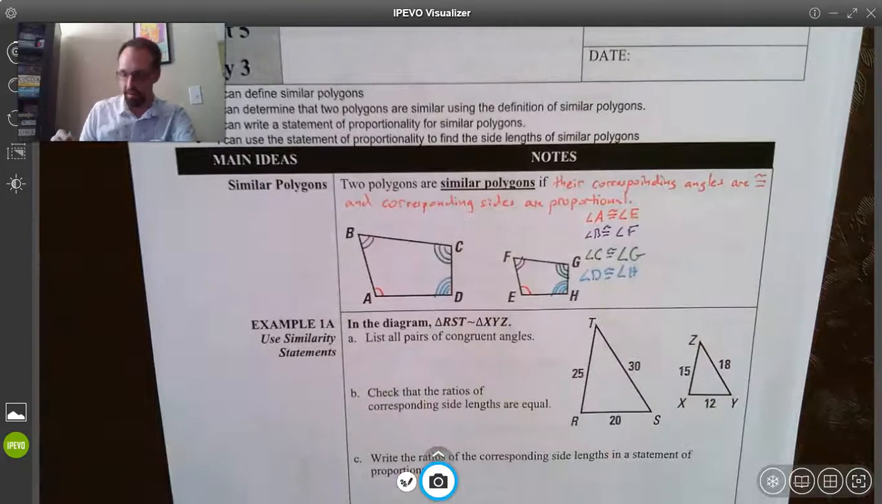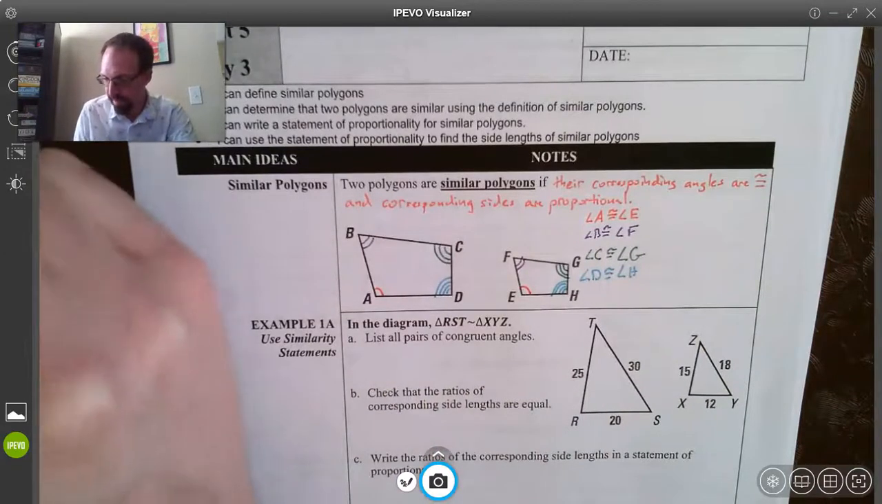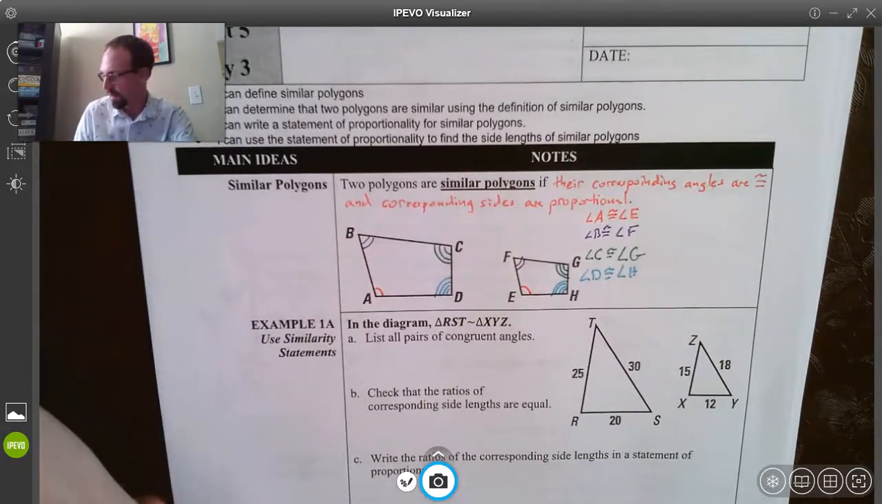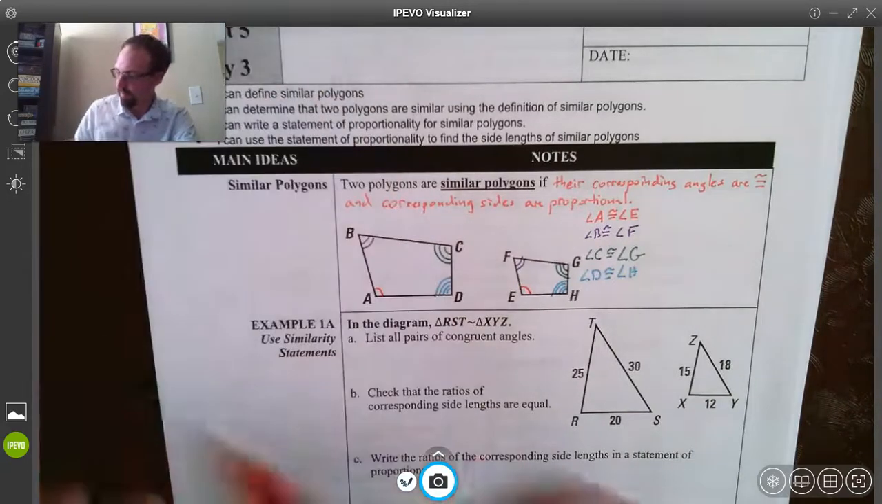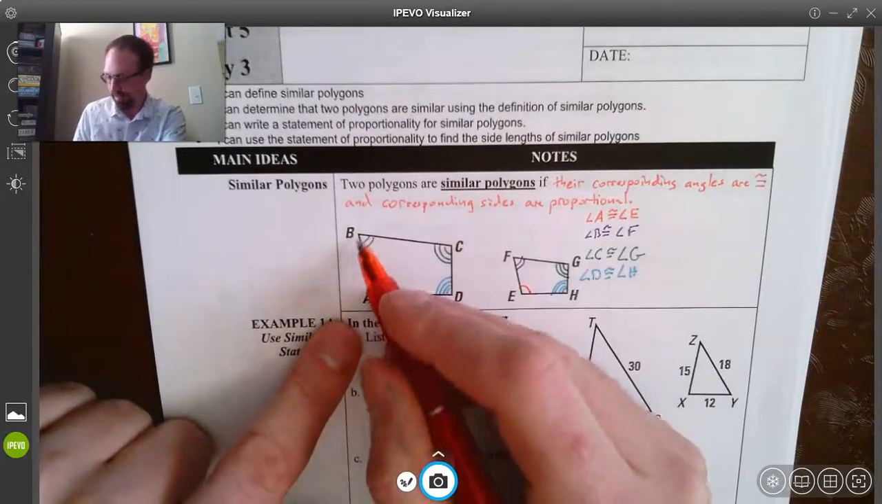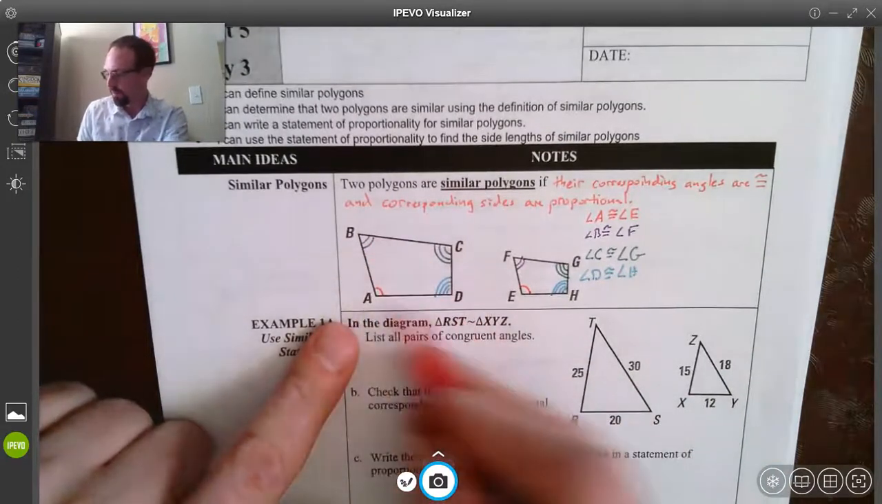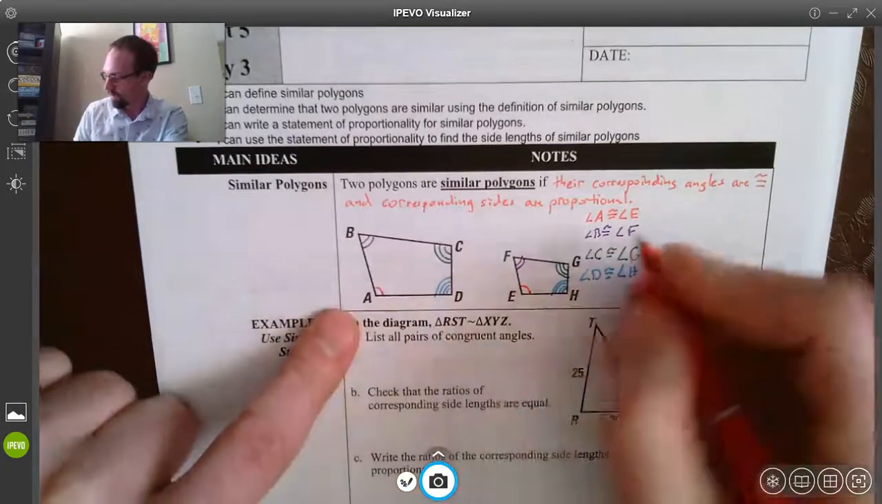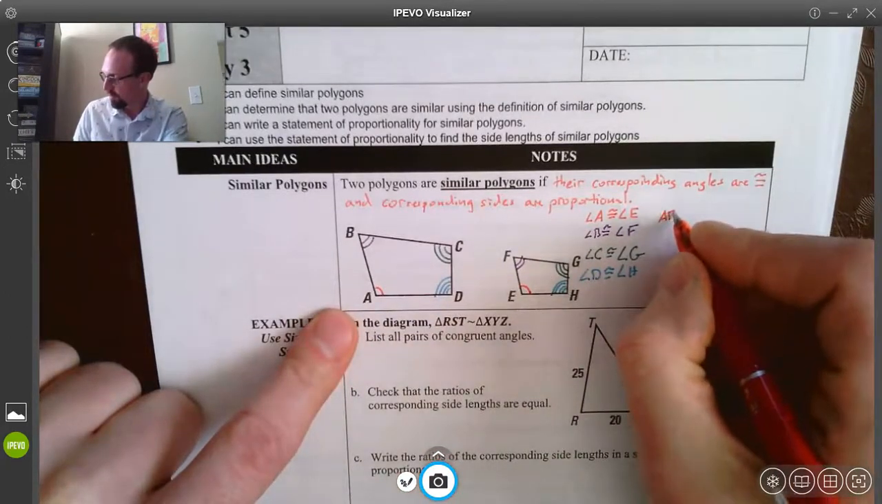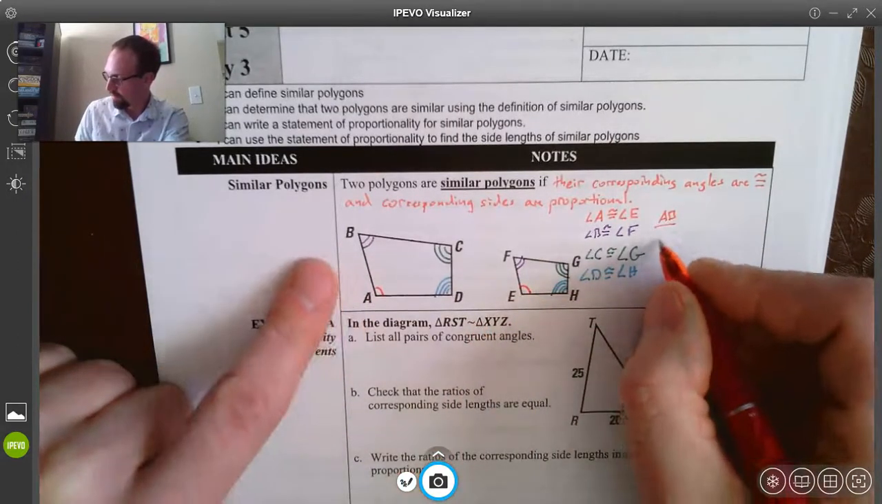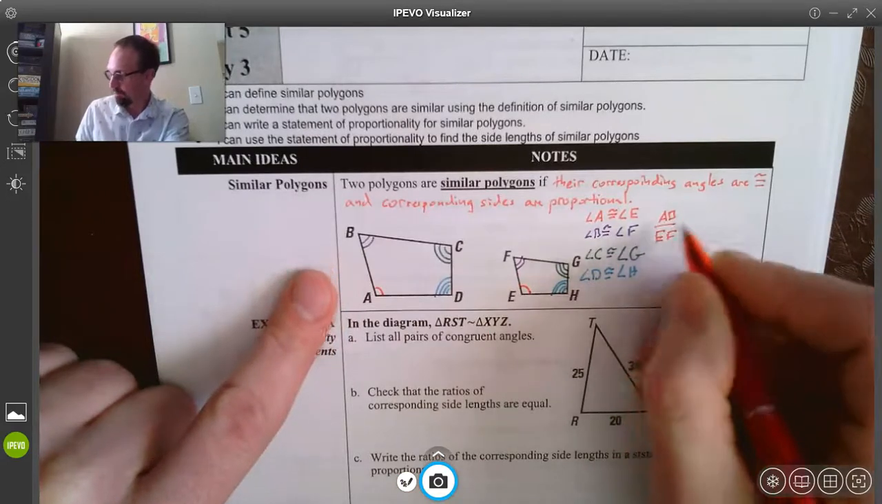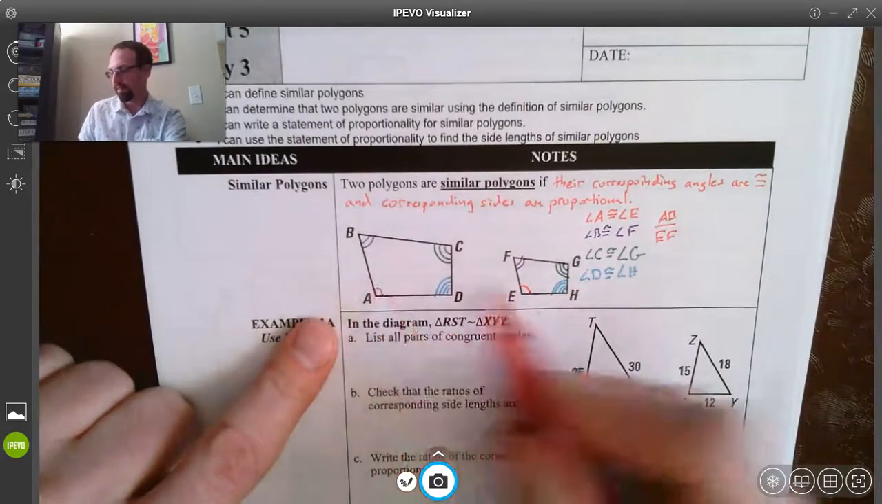Okay, now that I have all those, I can start talking about the side lengths. For the side lengths to be proportional, essentially we have to make a consistent pattern. If you think about the length of A to B, talking about this first polygon being similar to the second, whatever the ratio of this side length over this side length, A to B, has to be that ratio. So however long this is over this amount.